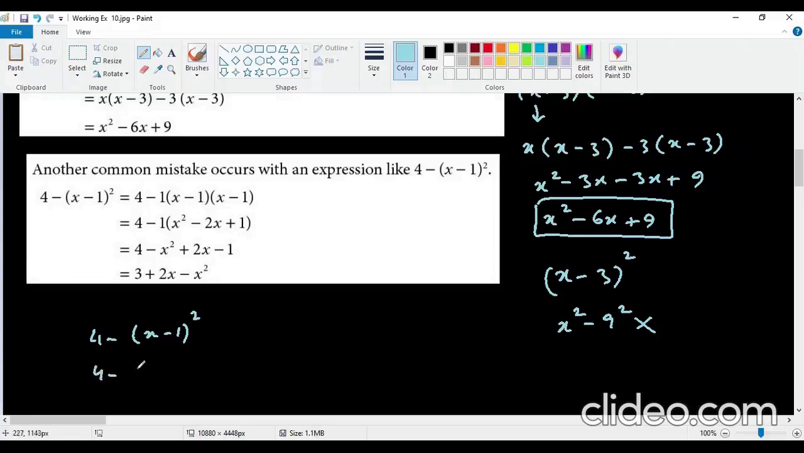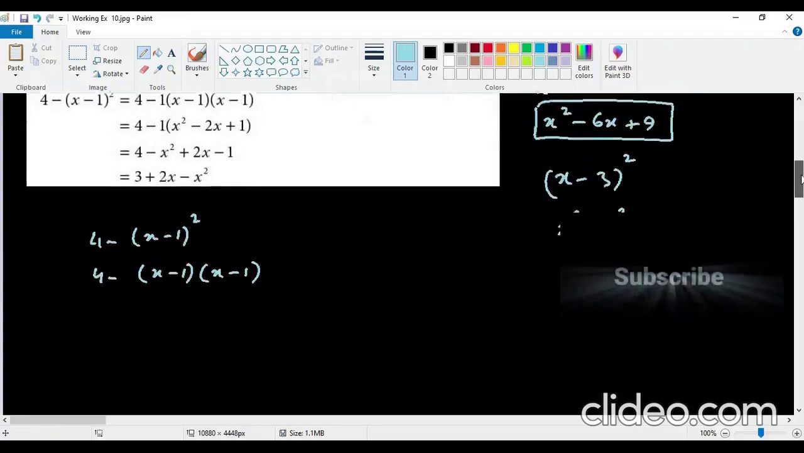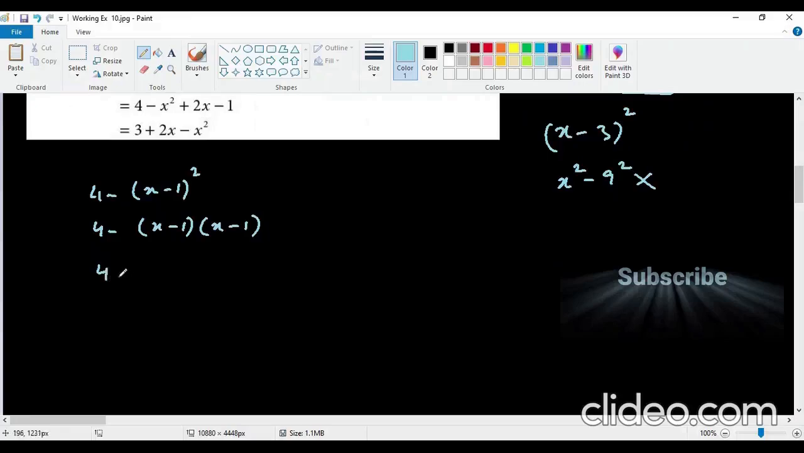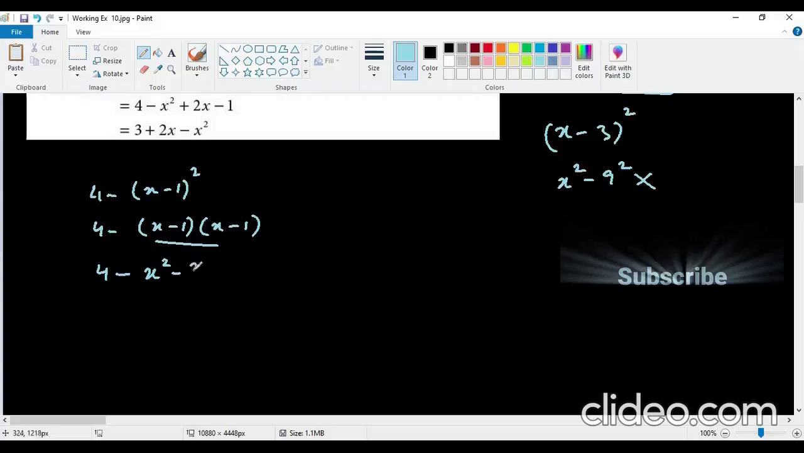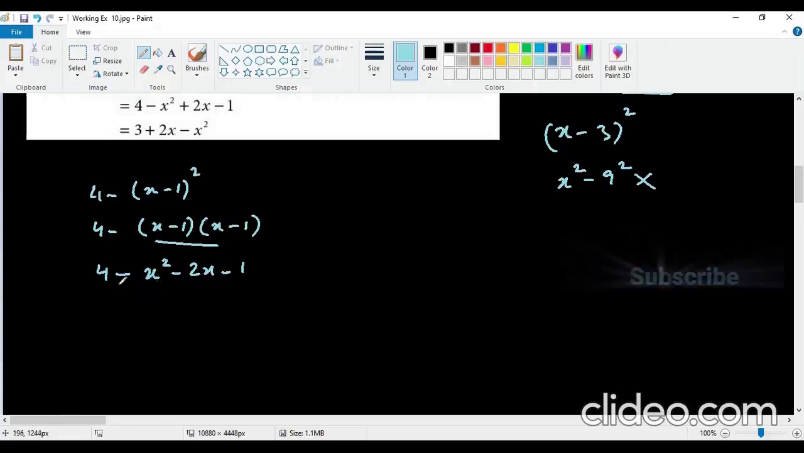So in here, what you have to do is x minus 1 is multiplied by x minus 1, and then 4 is going to be subtracted from that. So keep this in mind that 4 is a separate element, and the answer for this is going to be x square minus 2x minus 1, and then 4 is subtracted from here.